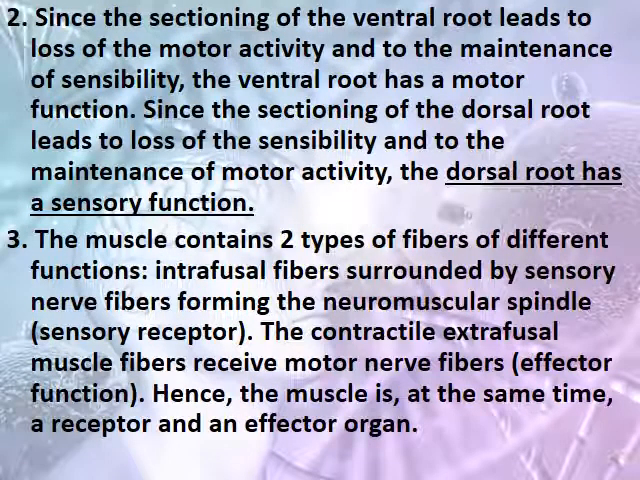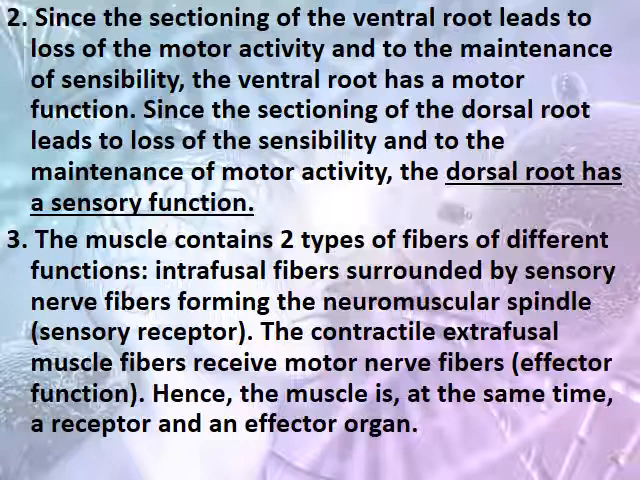Let's move now to part 2. Justify that the ventral root of the spinal nerve is motor and the dorsal root is sensory. Since sectioning of the ventral root leads to the loss of motor activity and maintenance of sensibility, the ventral root has a motor function. After sectioning of the dorsal root, we have loss of sensibility while we have maintenance of the motor activity. So we can know that the dorsal root has a sensory function while the ventral root has a motor function.